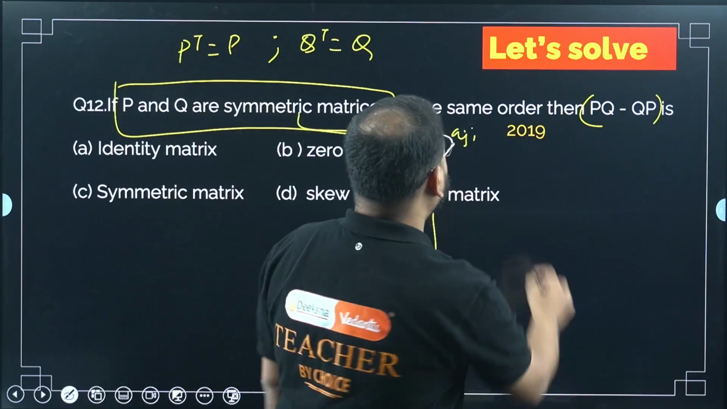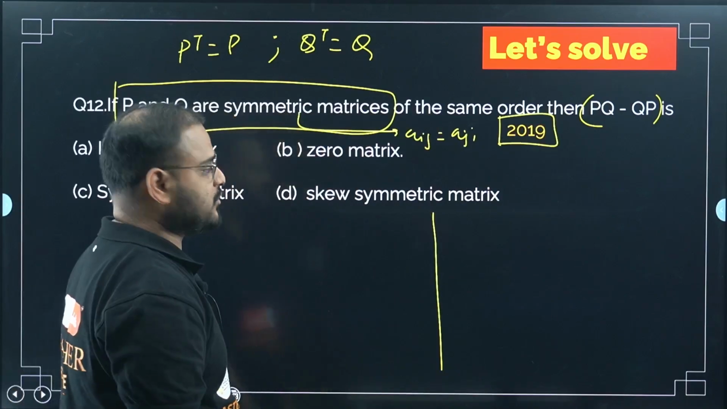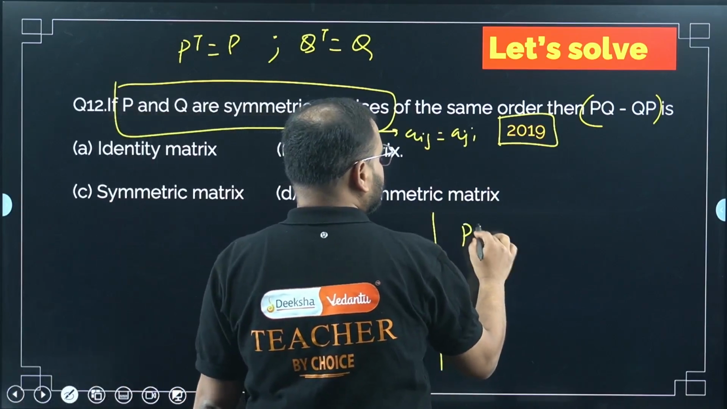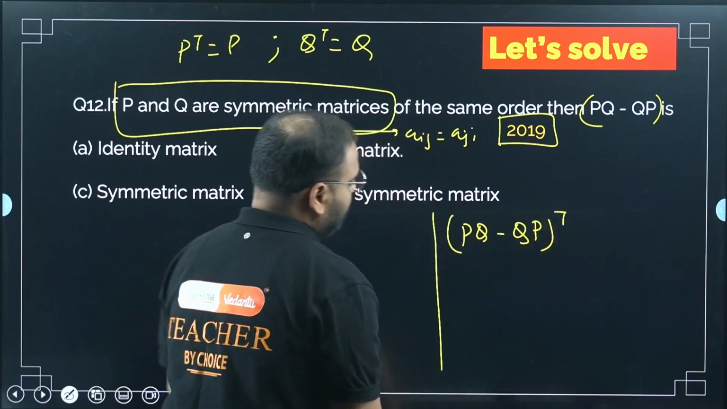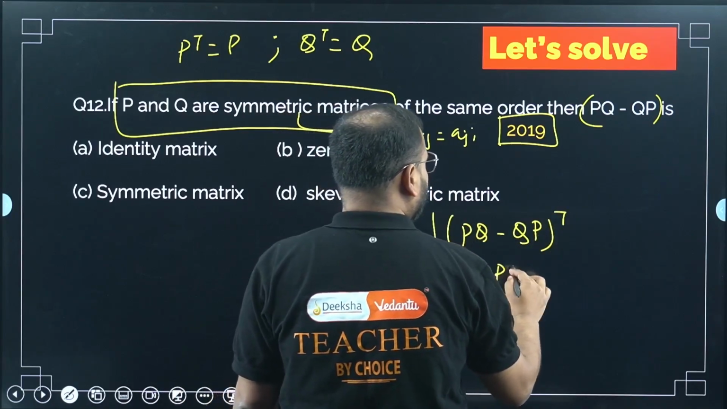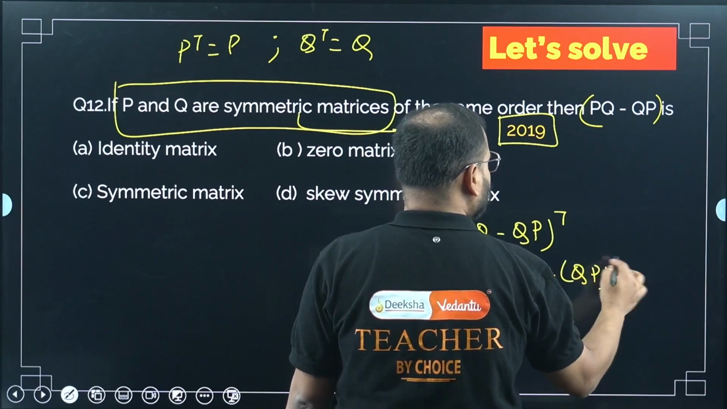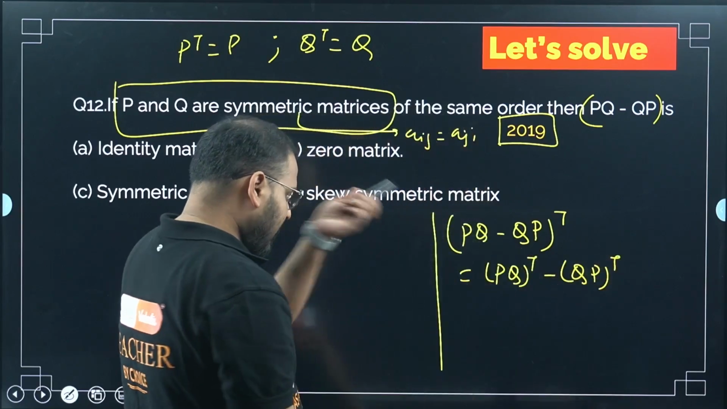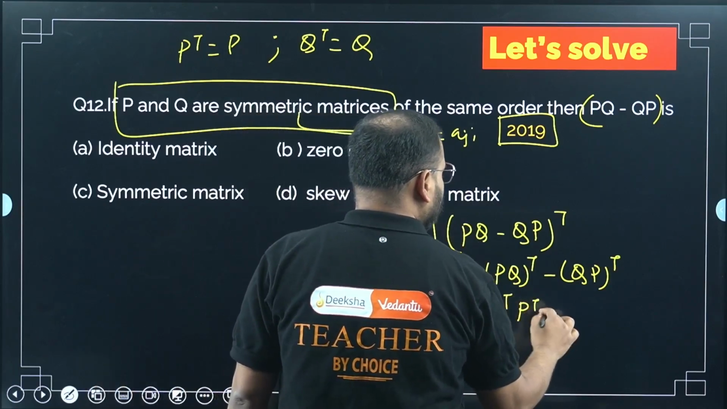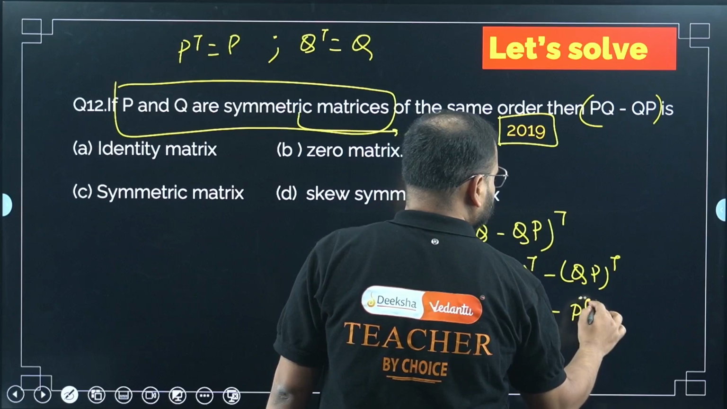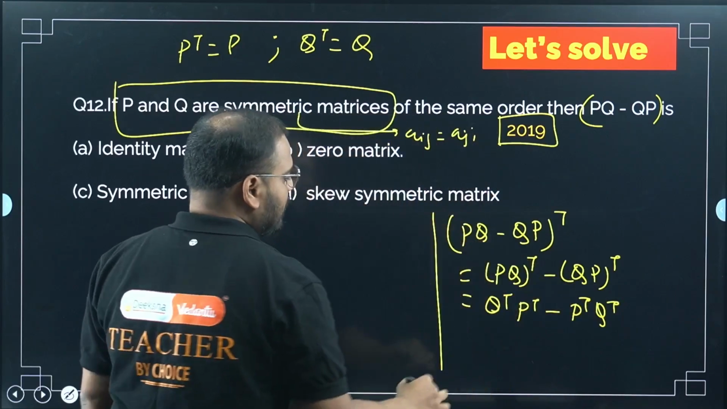This question was asked in 2019. It is a good question, not calculative. I want to find the nature, so I'll simply take the transpose. I'll get (PQ) transpose minus (QP) transpose. This will become Q transpose P transpose minus P transpose Q transpose, in reversed order.